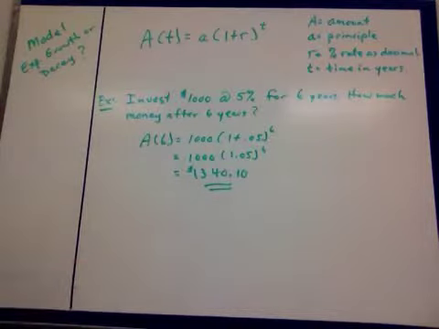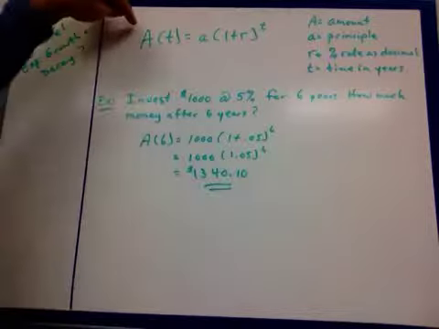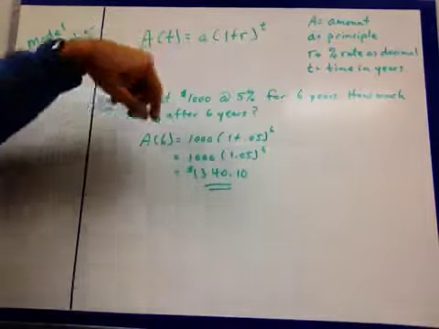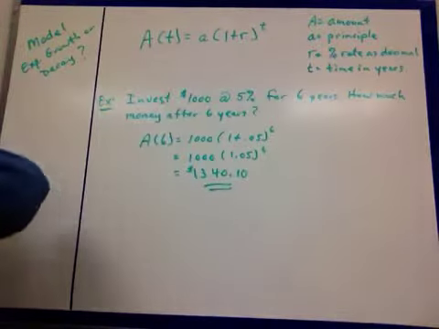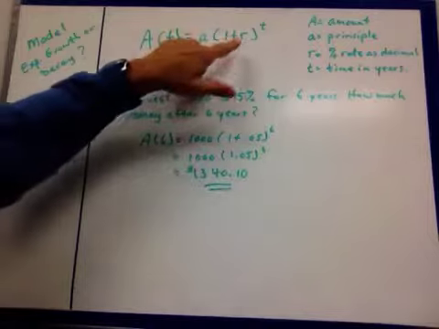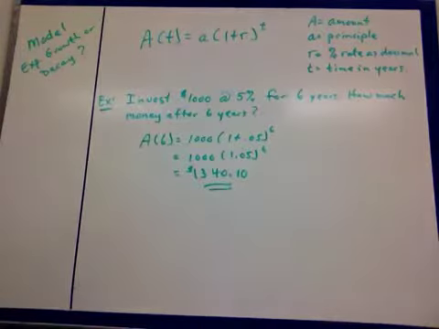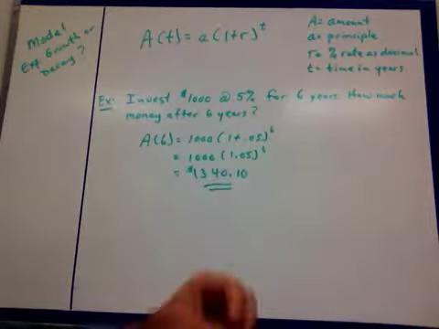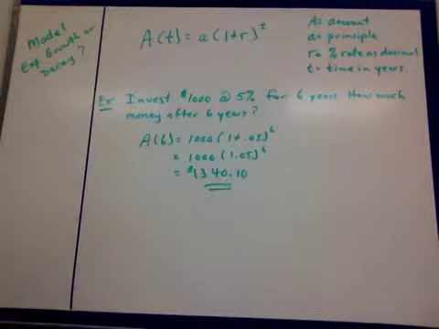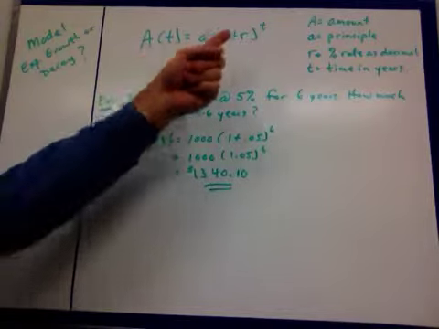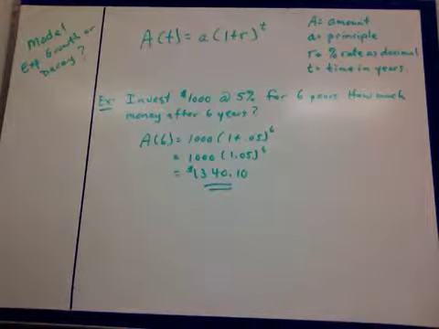This formula right here models an example of exponential growth or decay. A of t, like the amount of money in an account, would equal A, your principal, what you started with, times 1 plus r, the rate as a decimal, raised to the t power, the number of years. So there's your x, and in this case it's t, so it's raised to the t power. That's what makes it an exponential. You don't have a number yet. Well, let's look at an example.